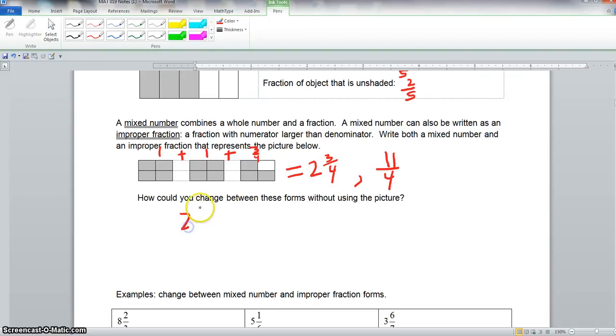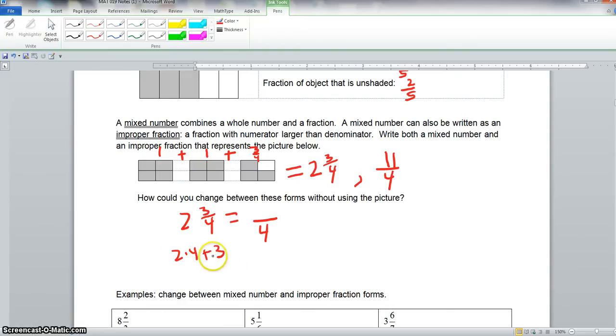So let's take the 2 3/4. With 2 3/4, if we want to change this from a mixed number to an improper fraction, the first thing we would do is carry over our denominator. So our denominator would still stay 4. Now to get the numerator, what we would do is we would take the whole number times the denominator. So we add 2 times 4, and we would add the numerator plus 3.